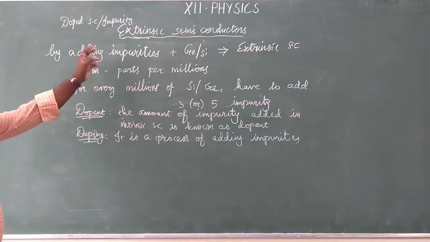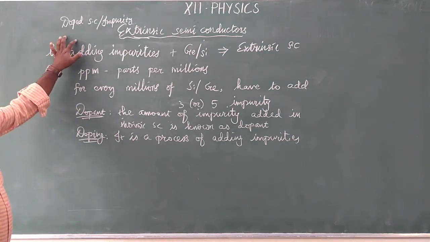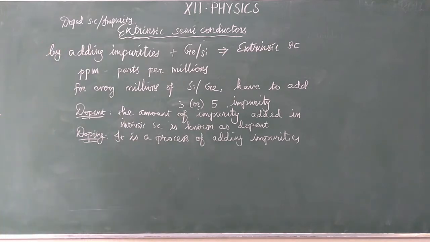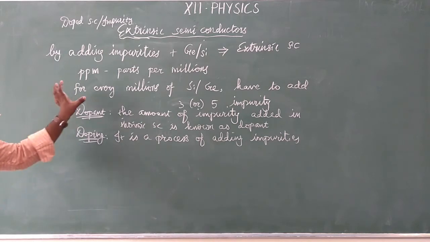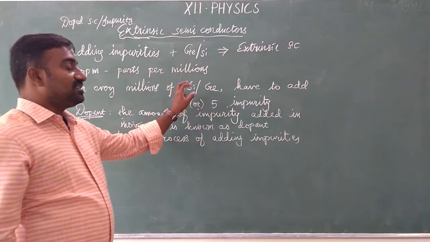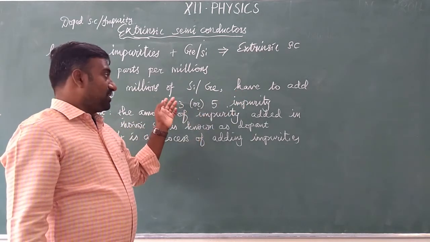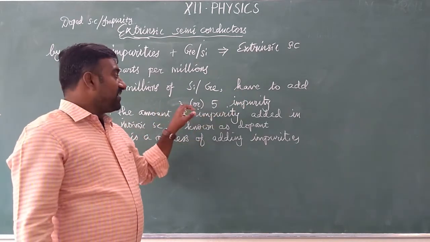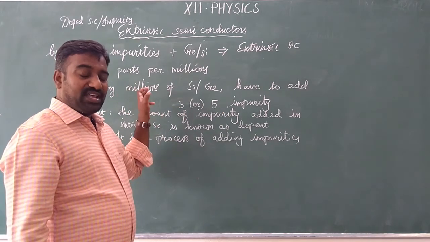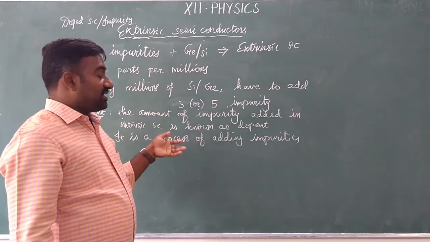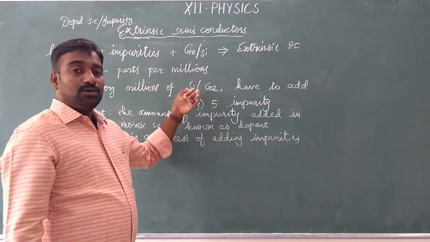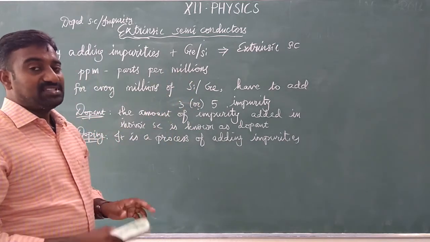There are another 2 names for the extrinsic: one is doped semiconductor, or impurity semiconductor. So mainly we must use the word parts per million, which means for every million silicon or germanium atoms, we must add the impurities. How much? Whether it's a 3 or 5. If we add a 3, what is the name of the type of semiconductor? If we add a 5 impurities, then what is the name of that type of semiconductor?